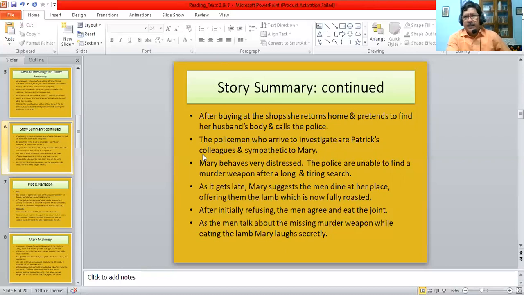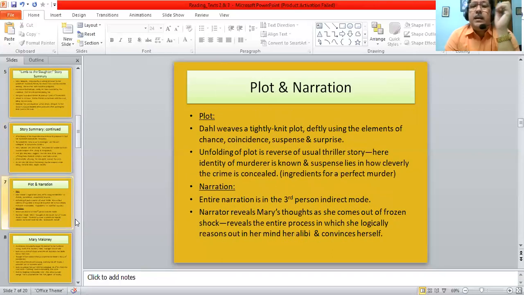So we can say that it runs counter to the usual story of crime and detection, which the thriller type of genre in the short story had made so popular. Now, let us explore the story further. Now, a few comments about the plot and narration in the story. Roald Dahl weaves a very tightly knit plot, deftly using the elements of chance, coincidence, suspense, and surprise in the story.